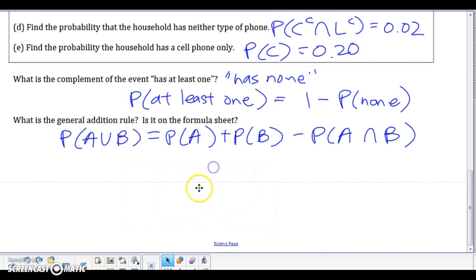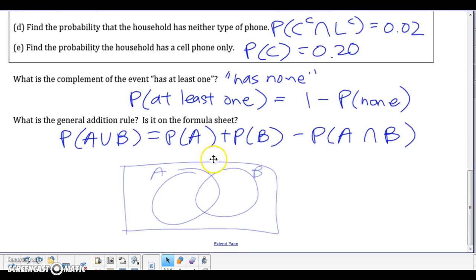On a Venn diagram, the way it looks is even easier, I think, because your probability of A is this whole circle, probability of B is this whole circle, and if you did A plus B, you'd want to subtract out your intersection, which is the people who got double counted. And that's what that subtraction thing is doing there.